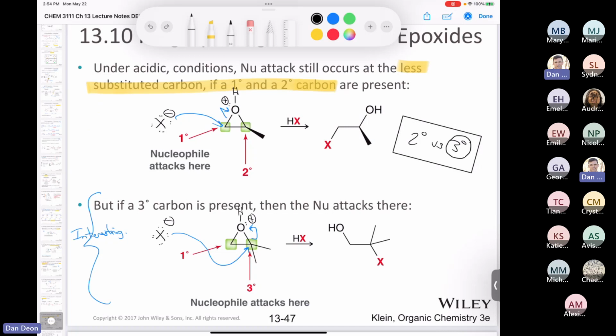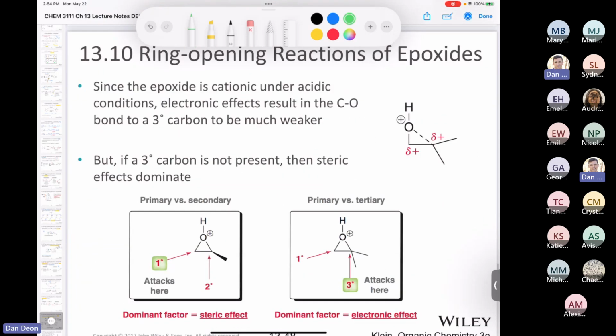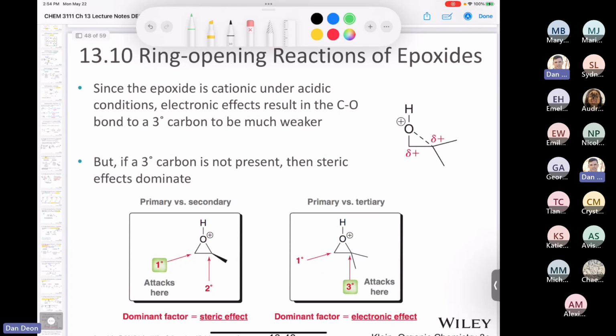So let's cover the rationale. Let's cover the why does this happen? Here's the answer. Since the epoxide is cationic, once we protonate, here's the cationic species. Now, if you're like, well, you didn't draw it like that, you had it looking like this, no problem. What they're showing you is the same thing as this.